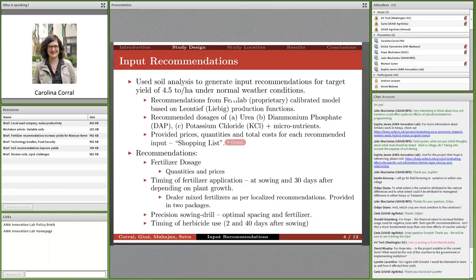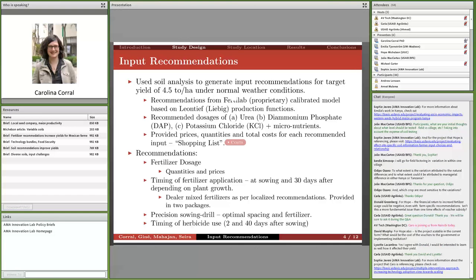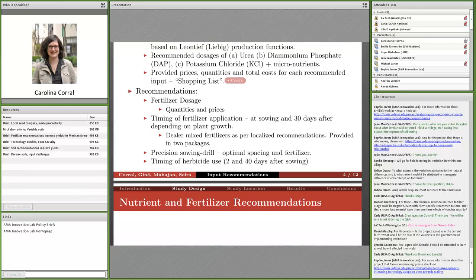We also recommend doses for urea, DAP, potassium chloride, and we also include micronutrients because we also have high deficiency. There's a large body of literature from agricultural scientists talking about these micronutrients. You don't seem to need that many kilograms, but they actually have a high impact on yields at the end of the day. We also provided information about prices, quantities, and total cost for each input package. That was called the shopping list. In the recommendations, we also provide information about how much and the price they should use, but we also compare that information to their own use of fertilizers.